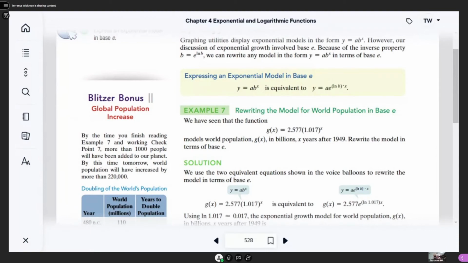So the g of x model shows it in exponential form. So you have 2.577 parentheses 1.017 to the x power. And we'll get a number. Let's just do that one first.